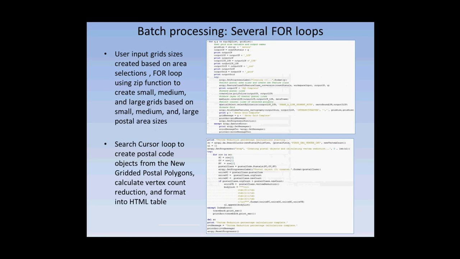Batch processing, I've had several for loops in there. I had a for loop with a zip function that looped through those area sizes that the user put in and matched them up with the grid sizes that they put in to create those different size grids, small, medium, and large for the small, medium, and large polygons. I also had a cursor loop that looped through the table and the original vertex count, compared the original vertex counts versus the new vertex counts, and put those into an HTML table.